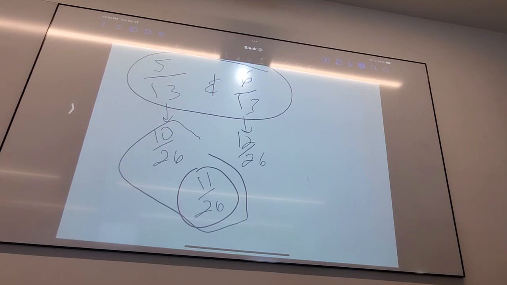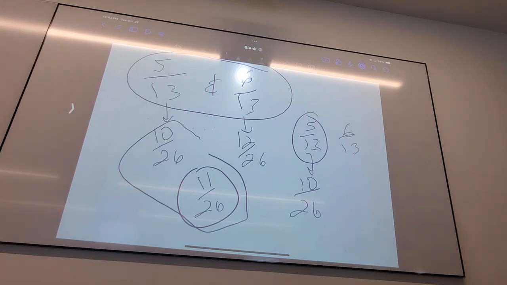But here's the main thing. As much as students want to, you can't take the problem you're given and change it into something else, right? So I cannot change this from 5/13. But if I write 10 over 26, that's the same thing, because that factor of 2 would cancel back out.